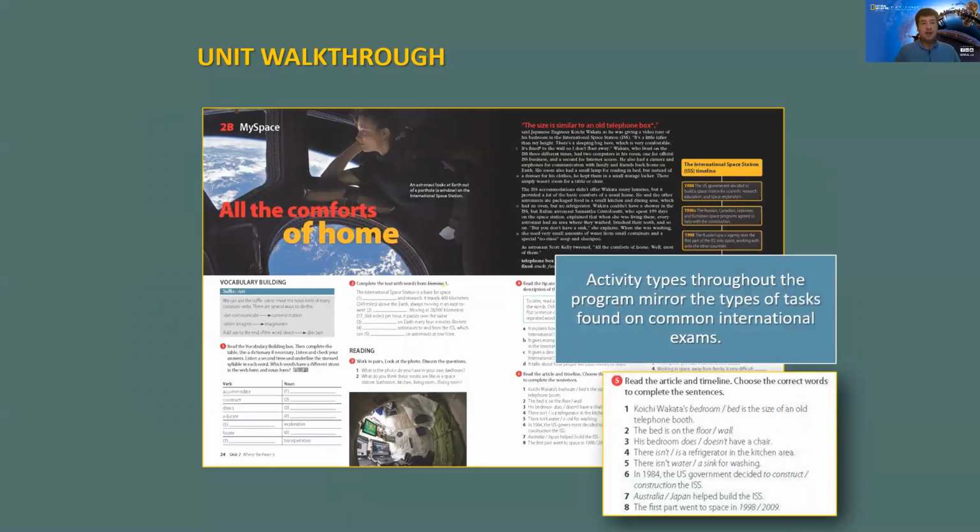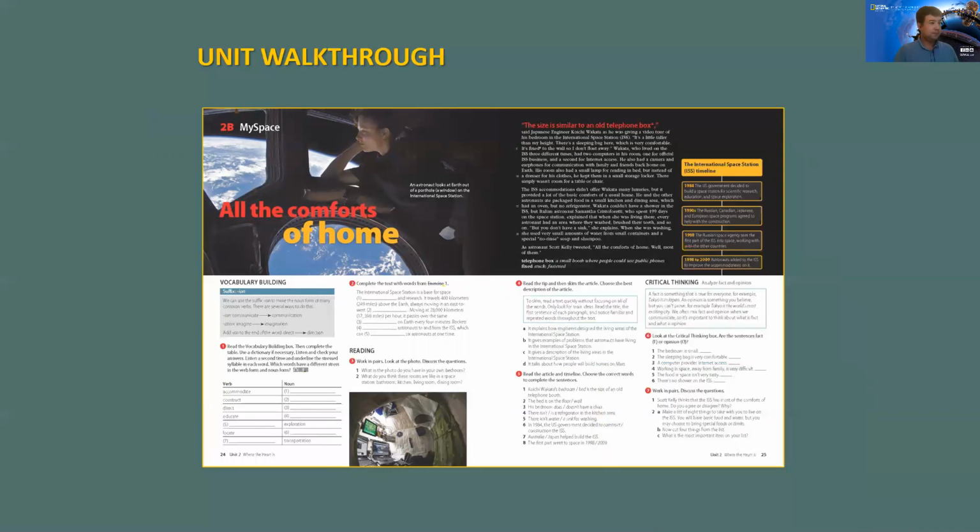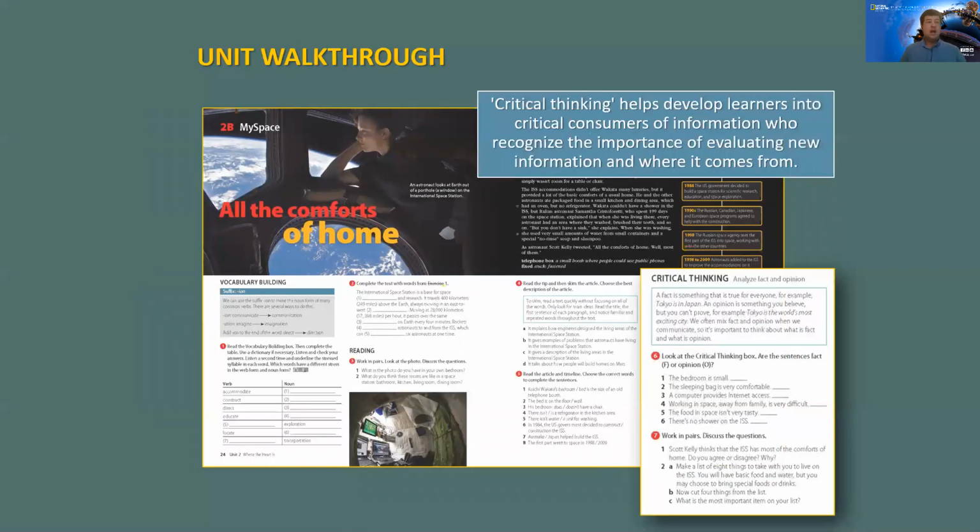Here's a good example of how we weave into the unit activity types that mirror what students will encounter on test day. You'll see this in the reading. You'll also see this in other lessons in the unit as well. And then a critical thinking section here with the reading helps students to become critical consumers of information who are able to understand the importance of evaluating new information and where it comes from. Sometimes this activity will occur with the reading, and other times it will occur with the TED Talk later in the unit.